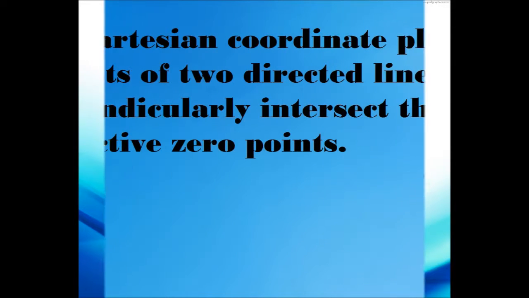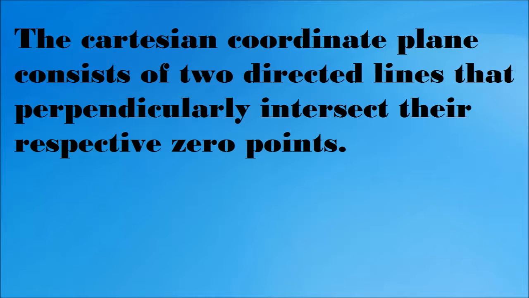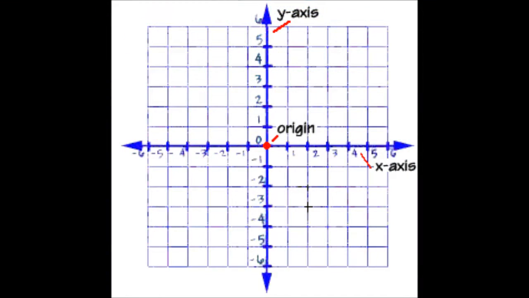The Cartesian plane consists of two directed lines that perpendicularly intersect at their respective 0 points. The horizontal directed line is called the x-axis, and the vertical directed line is called the y-axis. The point of intersection of the x-axis and the y-axis is called the origin and is denoted by the letter O.